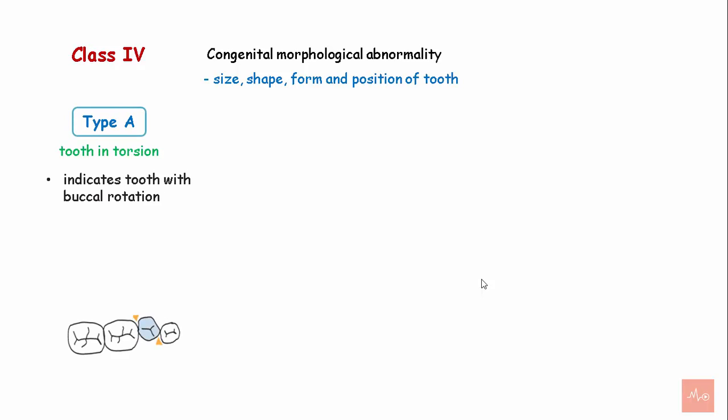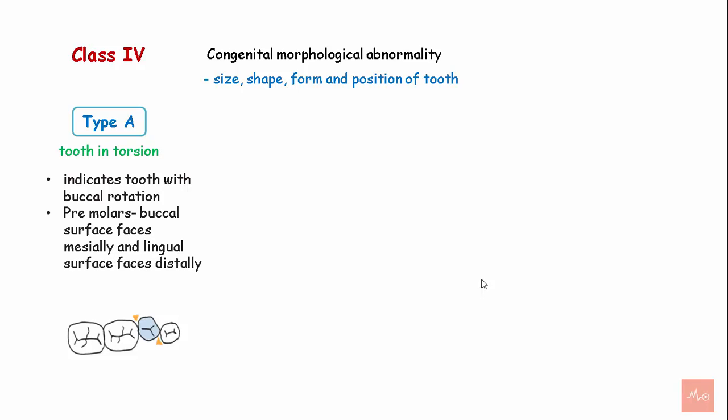Class 4 is associated with congenital morphology or abnormality of the teeth. It is due to the change in the shape, size, form, and position of the tooth. Type A is associated with tooth intorsion. It indicates that the tooth is with a buccal rotation.